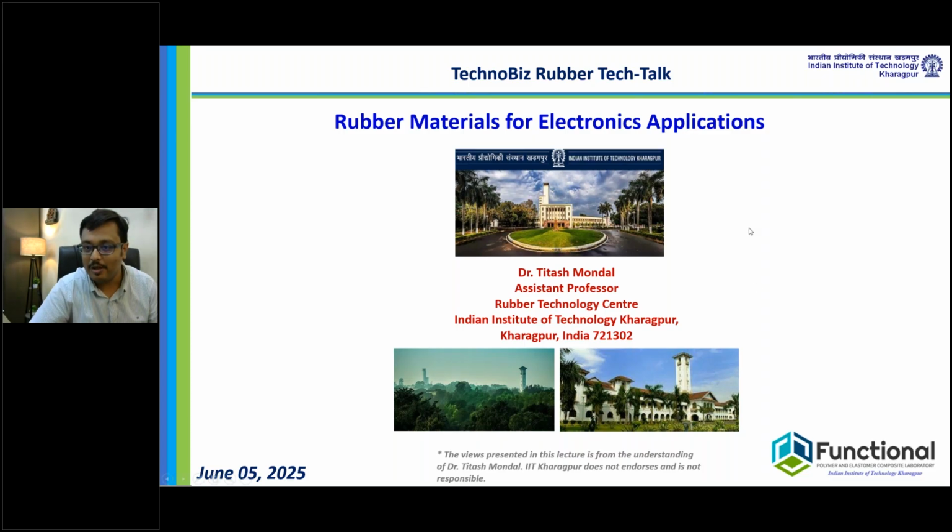Let me switch on the pointer. This is the main academic building, and this is an aerial view of our campus. As you can see, it's a very green campus. And this is from where IIT Kharagpur, being the mother of all IITs, started long before.